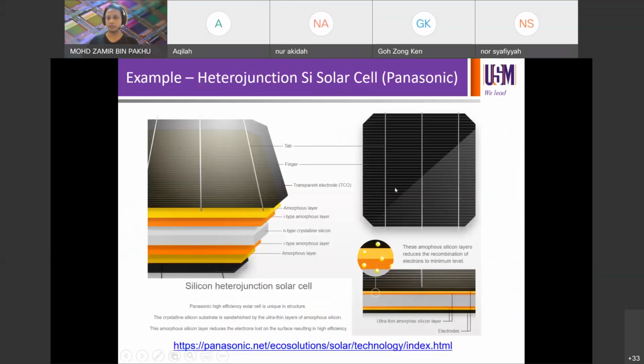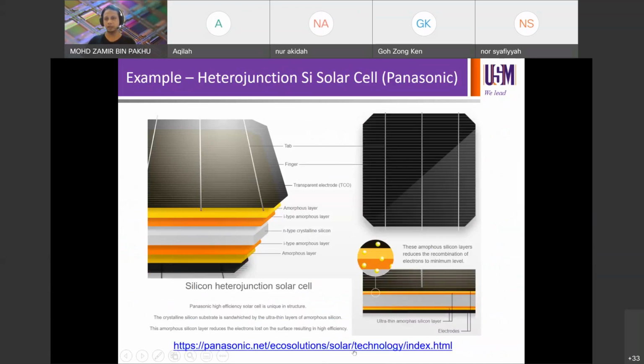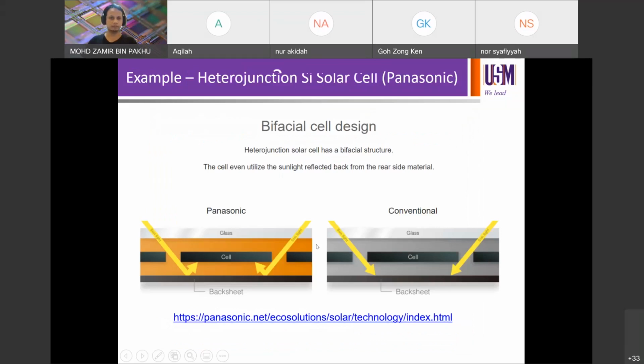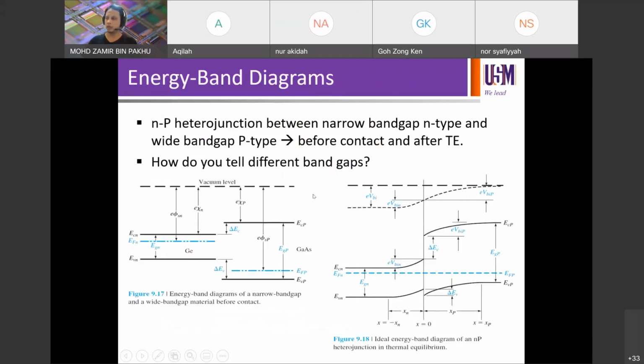And then this is the real device that I was talking about, the silicon heterojunction solar cell by Panasonic. You can click this link to look into it. I think there are animations and stuff like that to explain layer by layer details of this device. Panasonic heterojunction solar cell. And then we're going to finish tomorrow, inshallah, on heterojunction. Then we're going to continue with MOSFET in the next lecture.